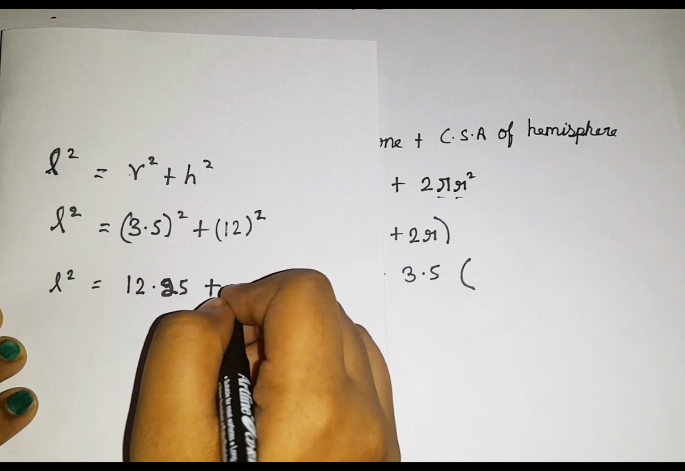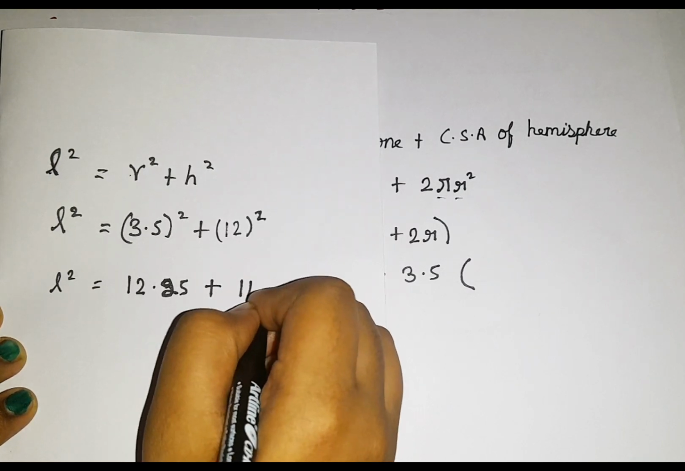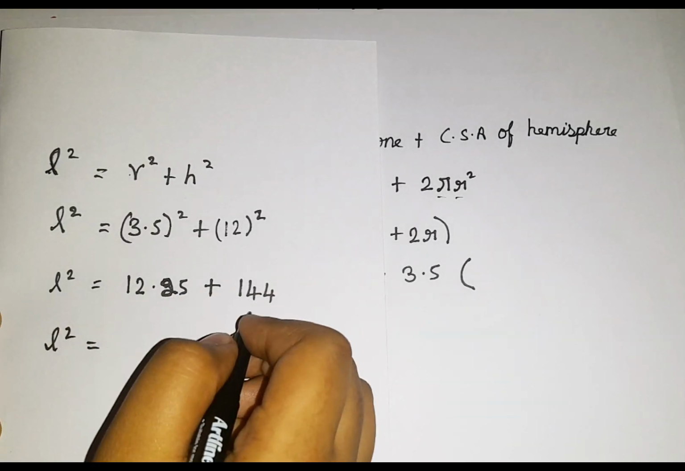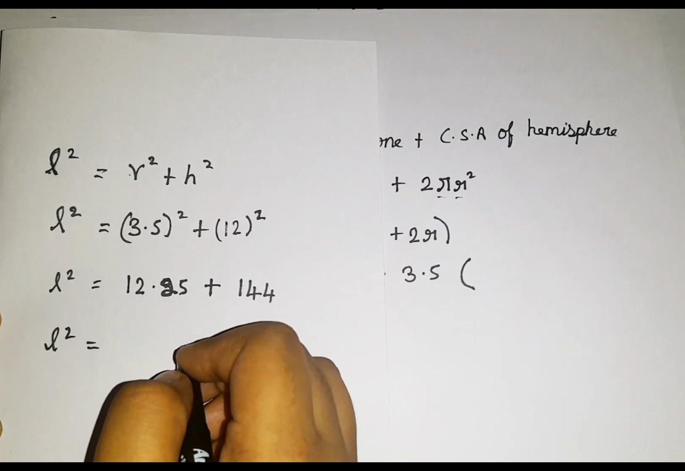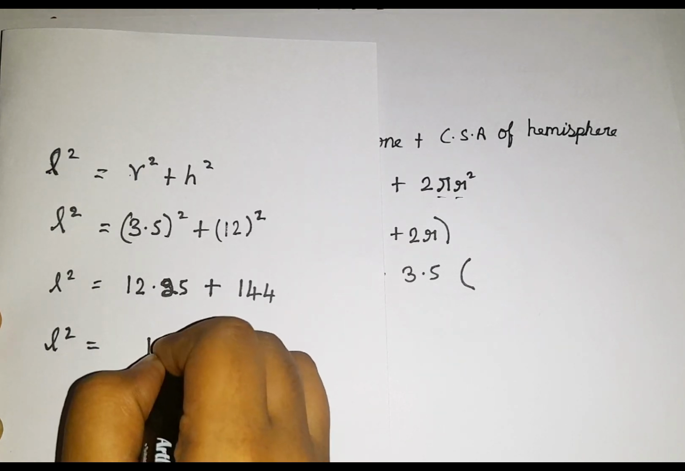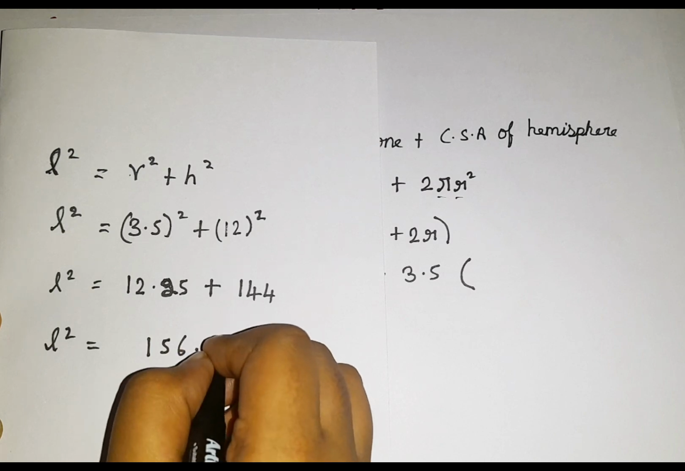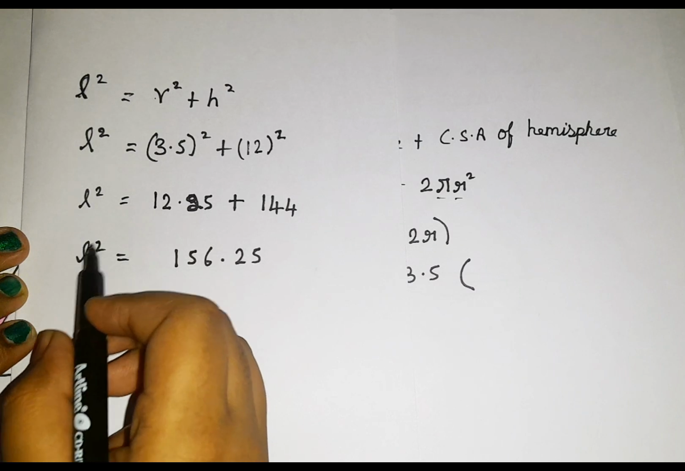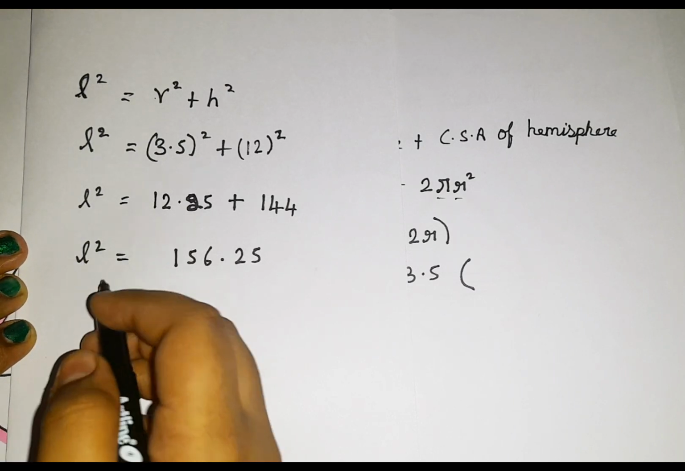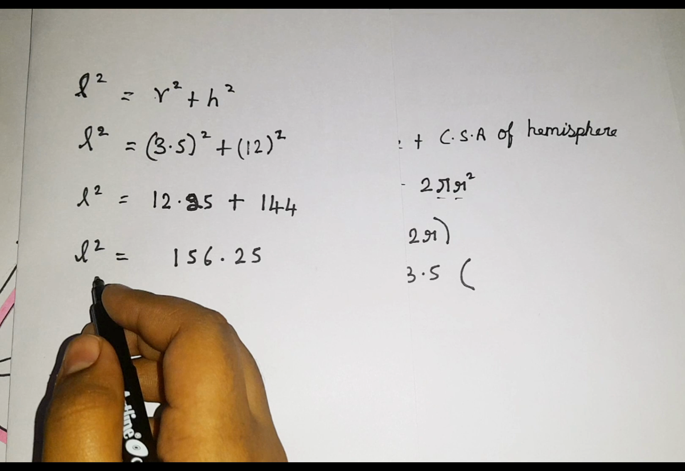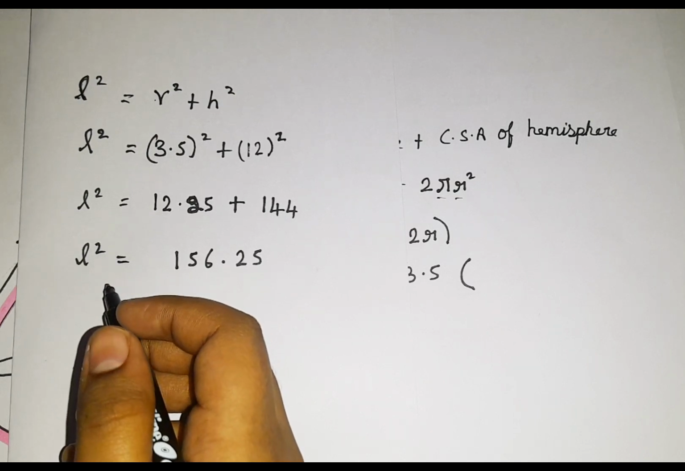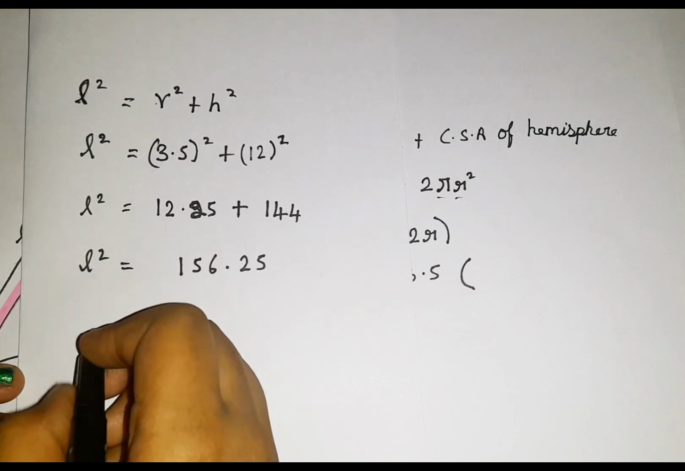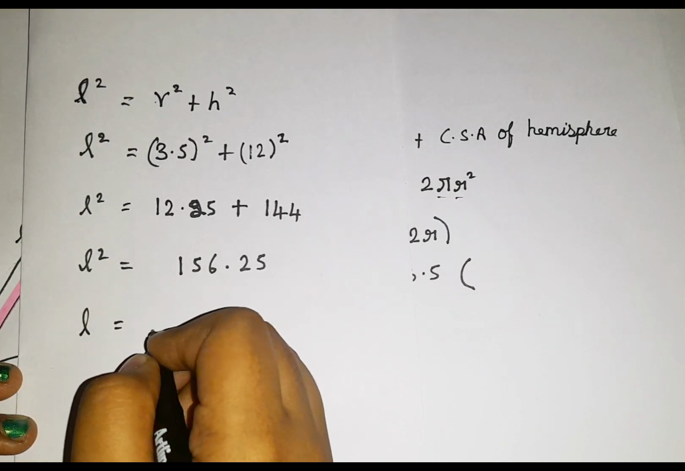So 12 into 12 is 144. Okay, so now L square is equal to 12.25 plus 144, which is 156.25. Now since we have L square here, we don't want L square, right? We want L, that is the slant height. So we don't want slant height square, we want only the slant height. So I can just write L.